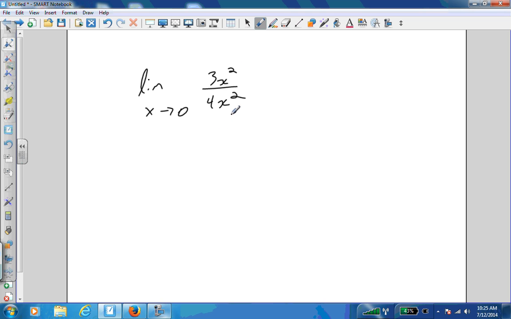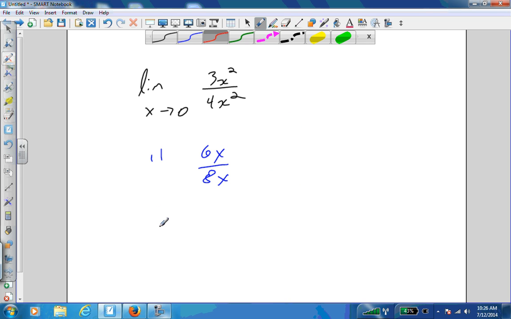It could be that we have something that's algebraic or trigonometric or something more complicated than this that this same principle applies to. But notice if we just substitute in directly, we get 0 over 0, so we're indeterminate. If we apply L'Hopital's rule, the derivative of the numerator, we get 6x. The derivative of the denominator, we get 8x. That limit is still indeterminate. So we can do this again.